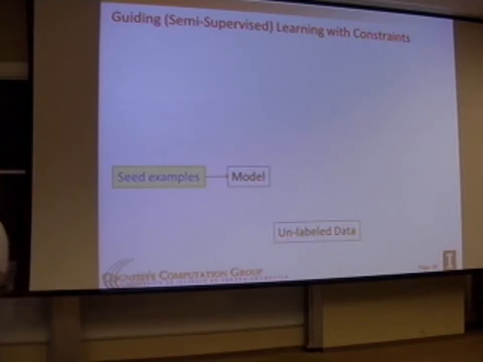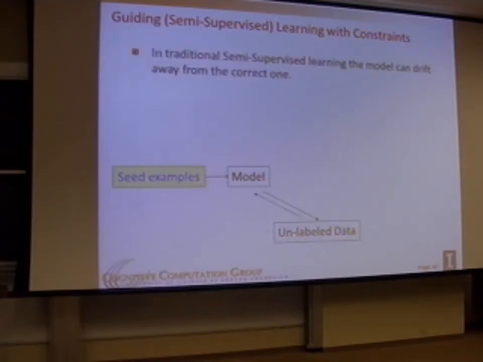In the standard semi-supervised learning, I'm starting with a model that is seeded with a set of labeled examples, and then I'm using this model to annotate a lot of unlabeled data, and I can send these examples back to the model and keep on running it this way.